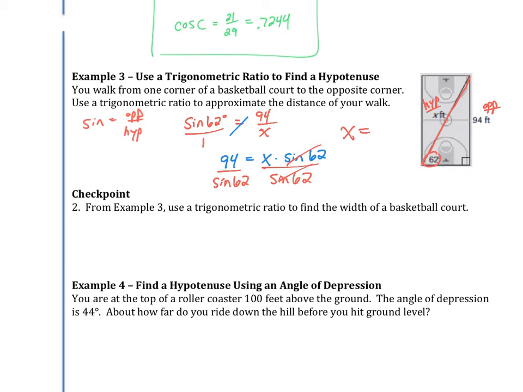So x equals 94 divided by sine of 62. When we type that in, 94 divided by sine of 62, we end up with 106.467. So I'm going to round it to 106.5.